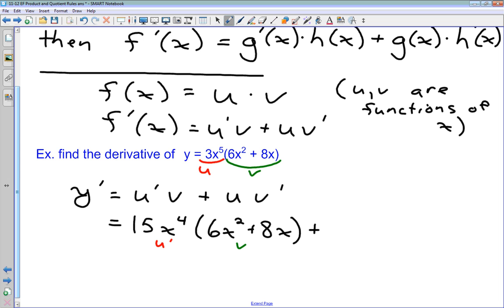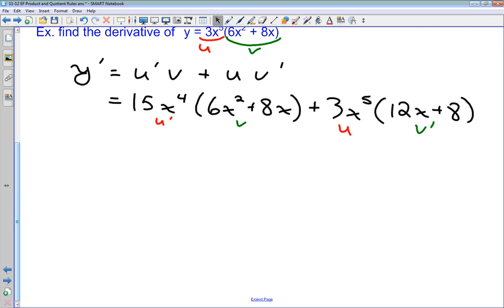To this, we are going to add our original function u, so 3x to the power of 5, and this is going to get multiplied by the derivative of the function v. So v primed is, let's see, if v is 6x squared plus 8x, its derivative, using the addition rule here, is going to be 12x plus 8. So that's u, and this is v primed. And there's our derivative.